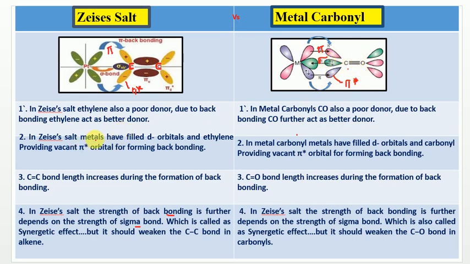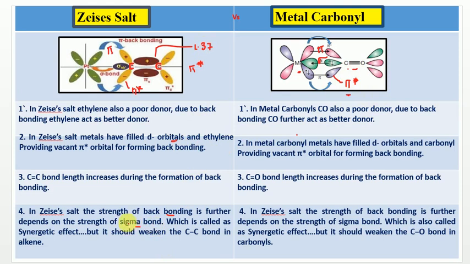In the second comparison, in Zeise's salt the metal has filled d orbitals and ethylene has a vacant pi star orbital. In a similar way, here also the metal has filled d orbitals and carbonyl provides a vacant pi star orbital. And in the third comparison, during this pi bond formation, the CC bond length increases from 1.34 to 1.37. Here also the CO bond length increases. So in both cases the bond length increases.